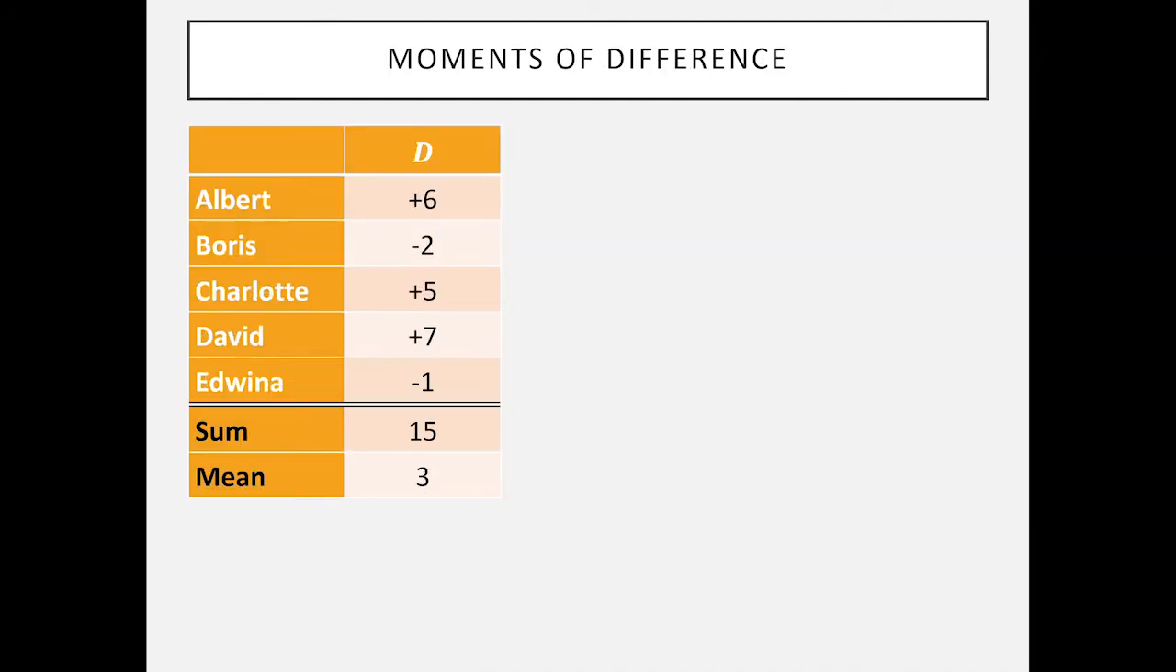So, first step is to calculate the moments, first and second moments, of this new variable D. I've done that here. Add them together, divide by the sample size, which is 5. We've got the sample mean D bar is equal to 3. Next step is to determine the variance or the spread of these numbers. So we do the deviation from the mean. 6 minus 3 gives us 3 for Albert, and so on and so forth. If we added these numbers together, by the way, the sum of the deviations would give us 0.